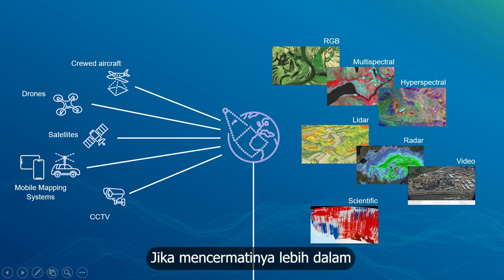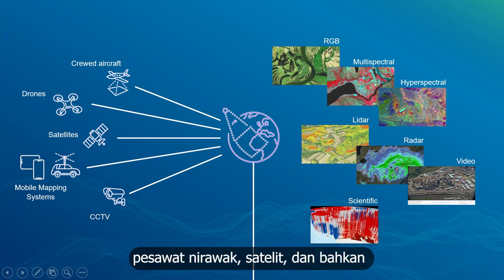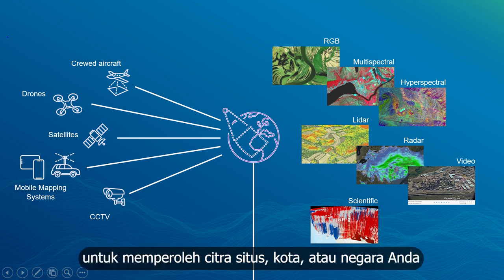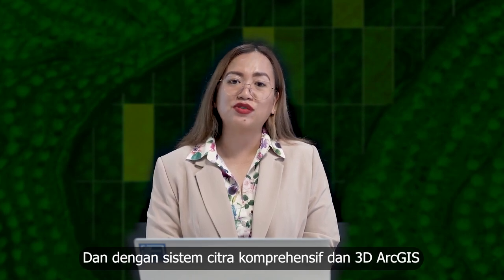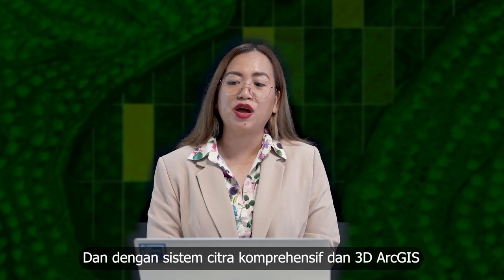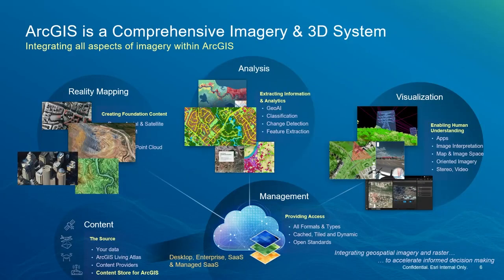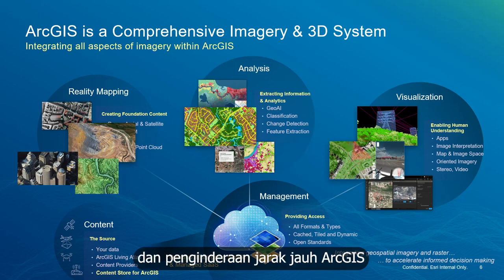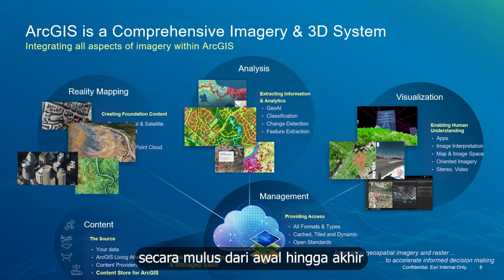Looking into it a bit more closely, you as an organization may be working with crewed aircraft, drones, satellites, and even MMS or your mobiles and CCTVs to acquire imageries of your sites, cities, or countries. And with ArcGIS Comprehensive Imagery and 3D System, we provide a solution to tap into all this data. This is the ArcGIS Comprehensive Imagery and Remote Sensing, a scalable solution that seamlessly integrates imagery from beginning to end.